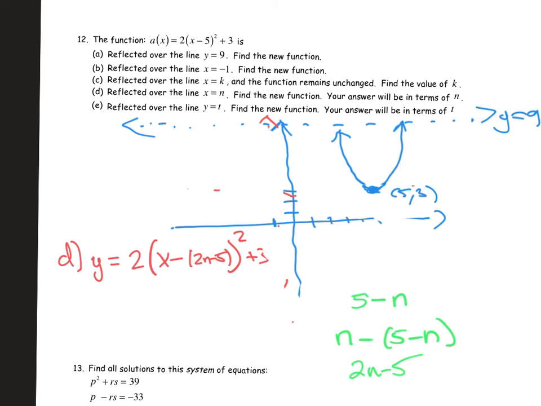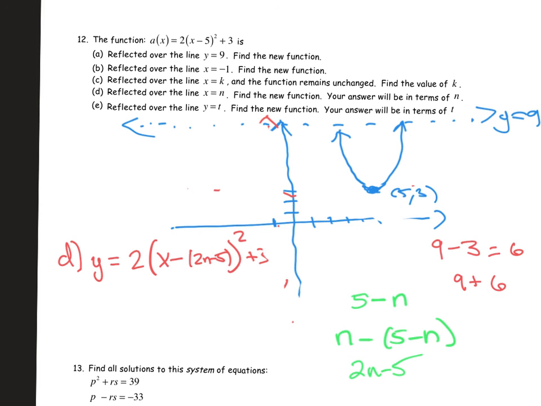But how do we get that? Well, in this case, I could say 9 minus 3, which of course gives me 6, and then add that to the 9. So in the other direction, I want to do 9 plus 6. So let's see if we can do that for the generic y equals t.